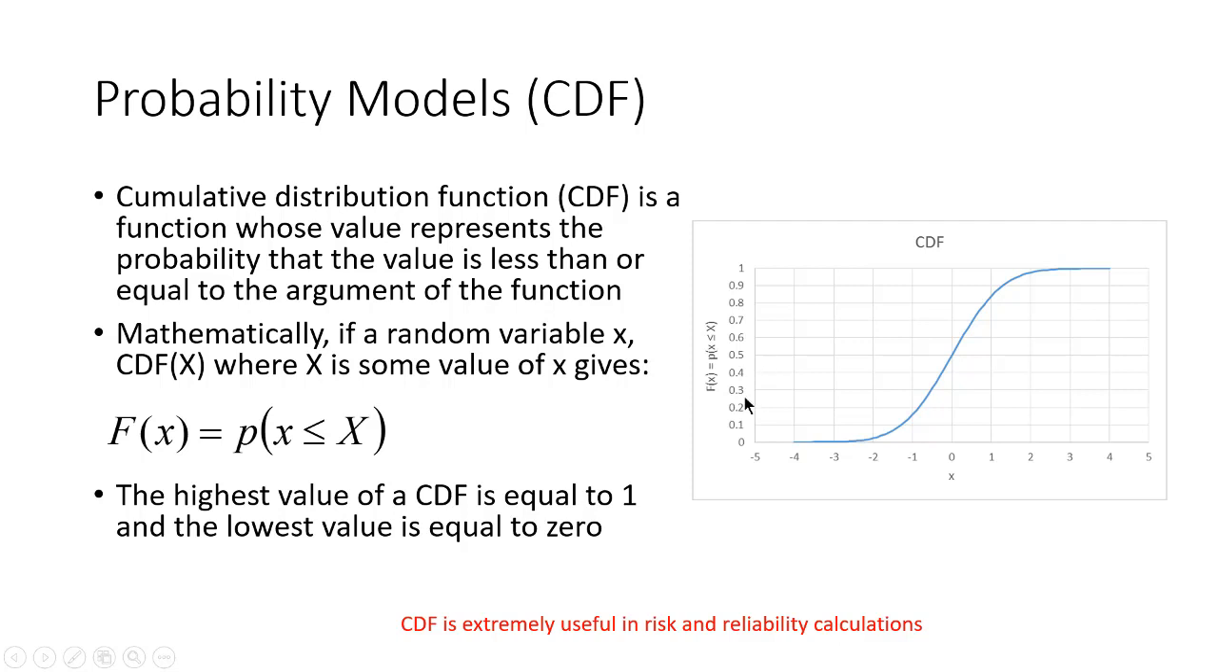The highest value of the CDF is always equal to 1, and the lowest value of the CDF is always equal to 0. So my y-axis will always be between 0 and 1, and depending on what values your X can take, the x-axis can vary through both positive and negative values. Really, the cumulative distribution function is what we'll be using in hydrologic analysis for the most part.